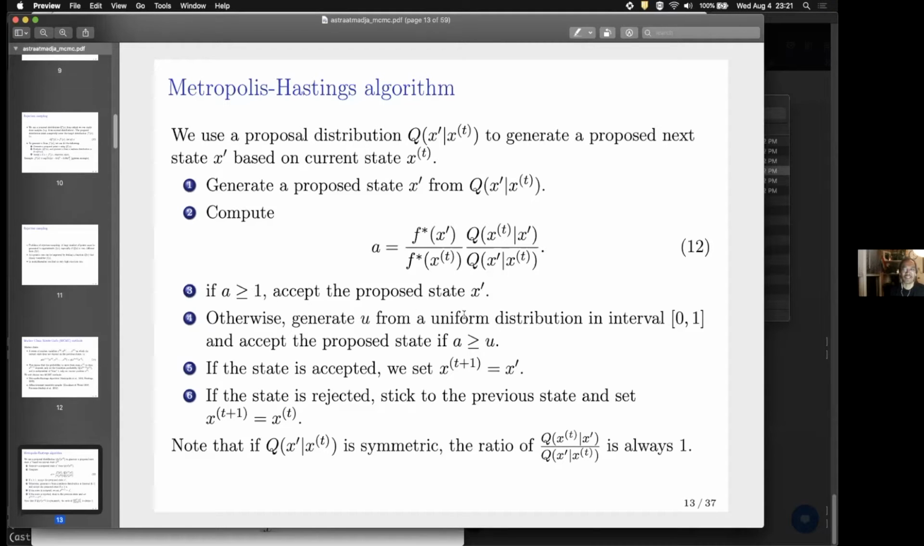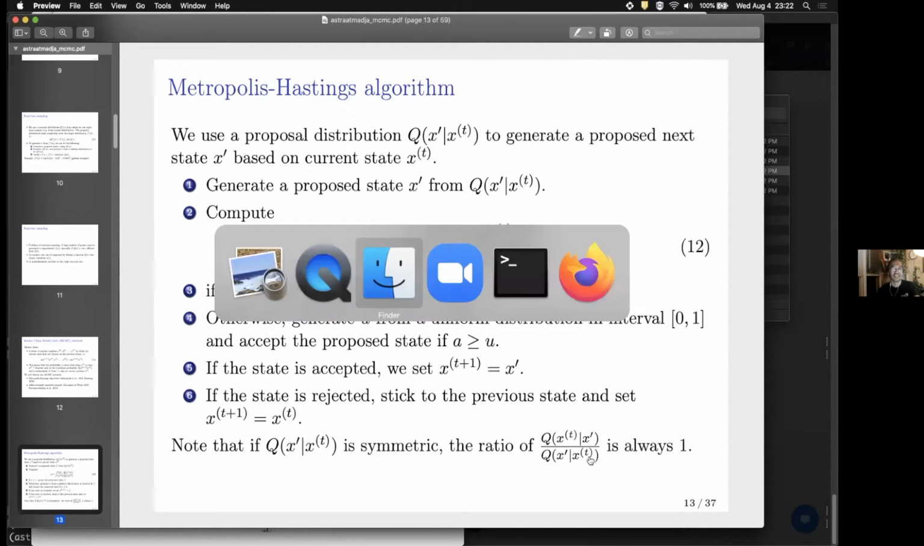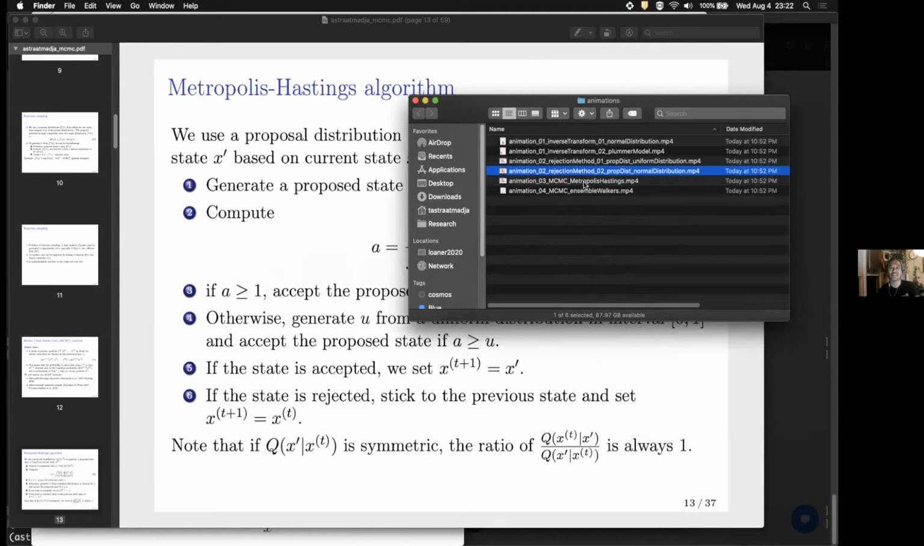And then if it's larger than 1, then we accept it. Otherwise, we draw from a uniform distribution, and then we accept only if A is larger than U. Right? So if it's accepted, then this is our new position. Otherwise, it stays at the same place, right? And then it only moves when it finds a better new state. Right. So if our proposal distribution is symmetric, then the ratio is always 1. Now, here's another example.